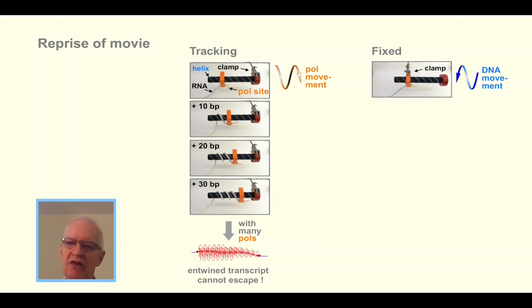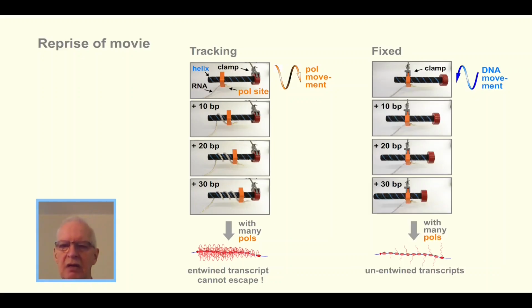But if the polymerase is clamped and the DNA makes the helical movement, you just can screw the bolt through the fixed nut and the transcript doesn't become entangled, and you end up with unentwined transcripts, which is what is seen in Miller spreads.